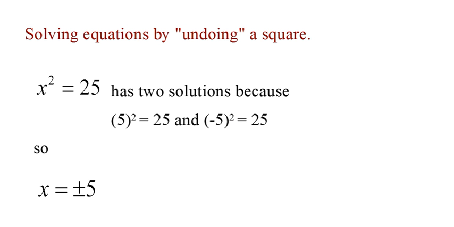All right, now we're going to be solving equations by undoing a square. And to undo a square, we're basically taking the square root, but we need to understand that we have two solutions, because I could square +5 and get 25, but I could also square -5 and get 25. So when I solve x squared equals 25, I have two answers, x equals plus or minus 5.